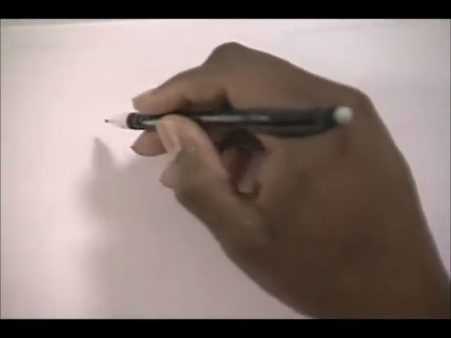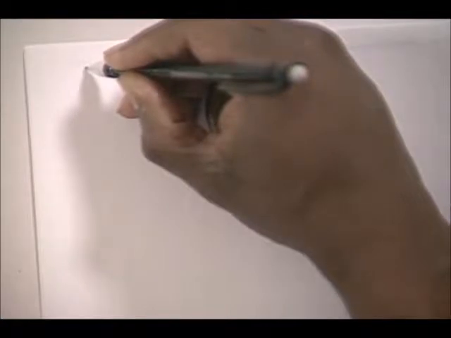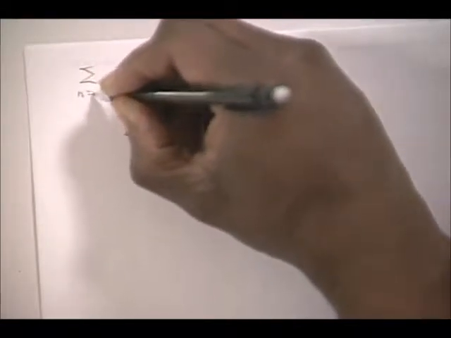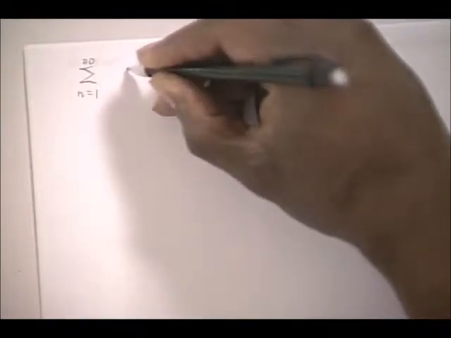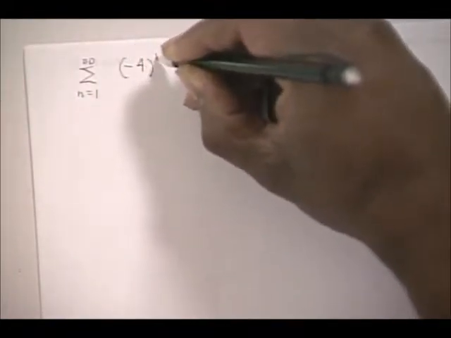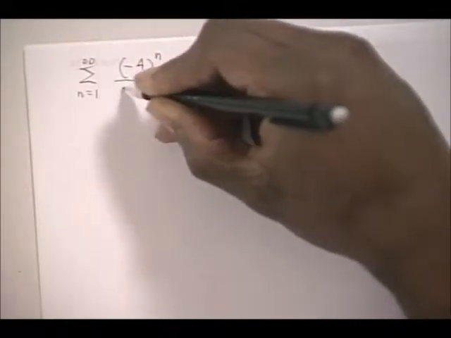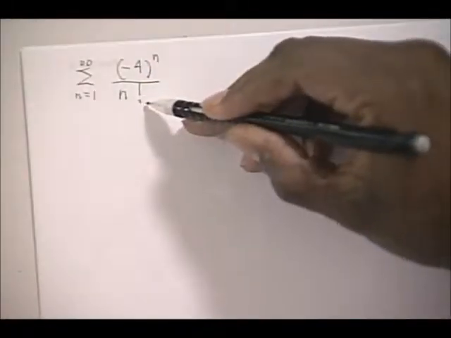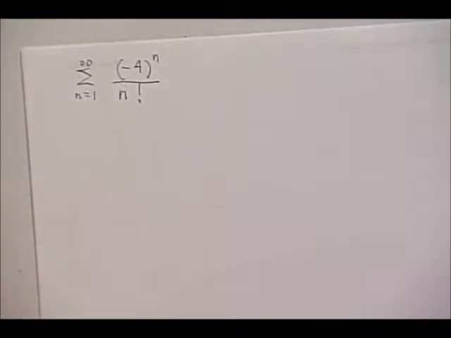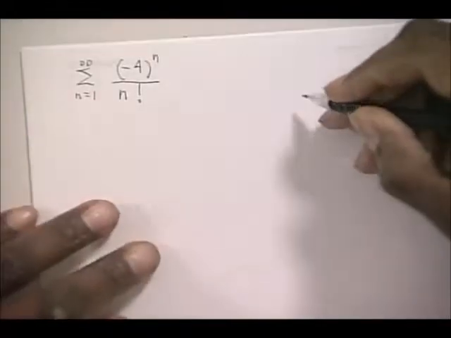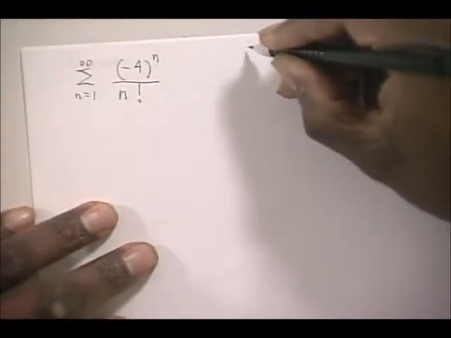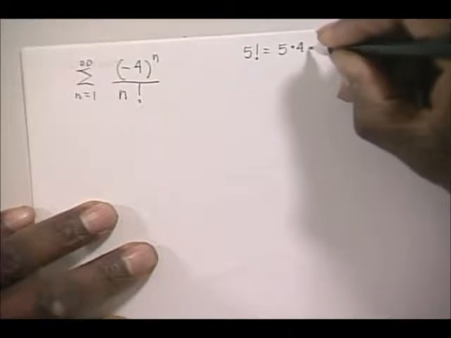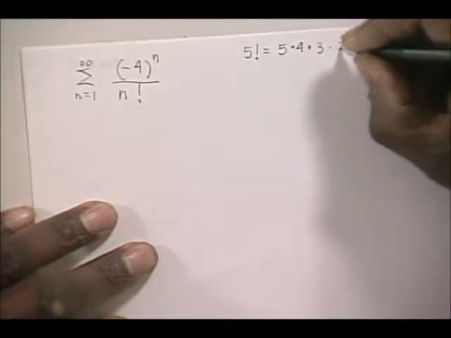All right, so this particular problem, we're going to sum from n is 1 to infinity of negative 4 raised to the n over n factorial. In English, factorial means to say something with a lot of passion. But in math, if you've got, let's say, 5 factorial, that means taking 5, multiplying that by 4, multiplying that by 3, 2, and then 1.